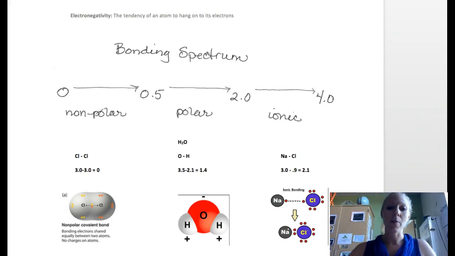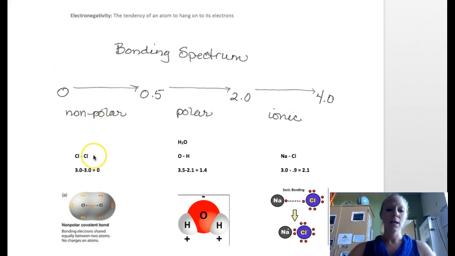In this video, we're going to talk about the bonding spectrum, or how electronegativity is related to what type of bond is created between two atoms. And let's start with a nonpolar covalent bond right here. Remember that electronegativity is the tendency of an atom to hang on to its electrons. So a more electronegative atom is going to hang on to its electrons more tightly than a less electronegative atom.